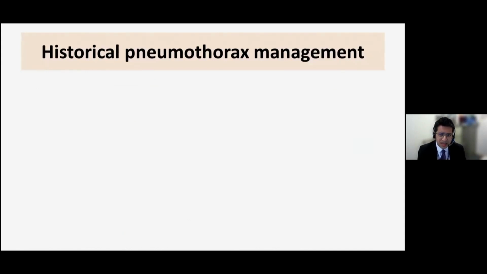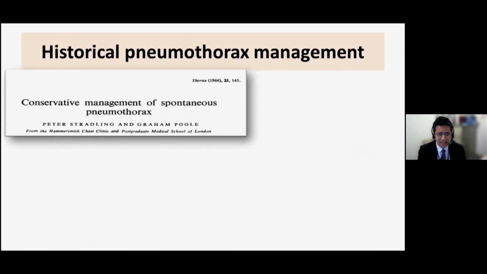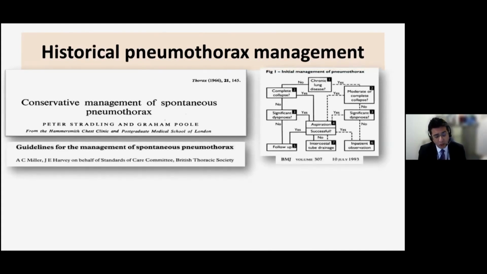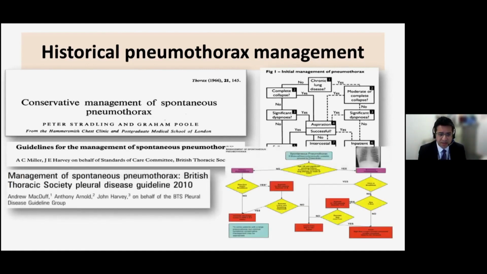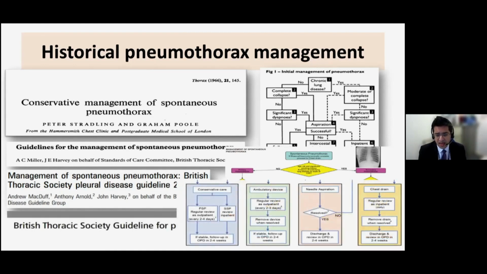So how about historical management of pneumothorax? Stradling in 1966 published in Thorax on conservative management of pneumothorax. Then obviously guidelines have evolved. In 1993, people were advocating aspiration and drainage, and obviously we've become more interventional over the last couple of decades because chest drains have become smaller. There are Seldinger drains, pigtail drains, as opposed to surgical wide-bore drains. And then we had the BTS 2010 guidelines, and now we've got the new 2023 guidelines. We've come full circle, where we've gone back to considering conservative management, ambulatory management, needle aspiration, and chest drain, which has always existed.